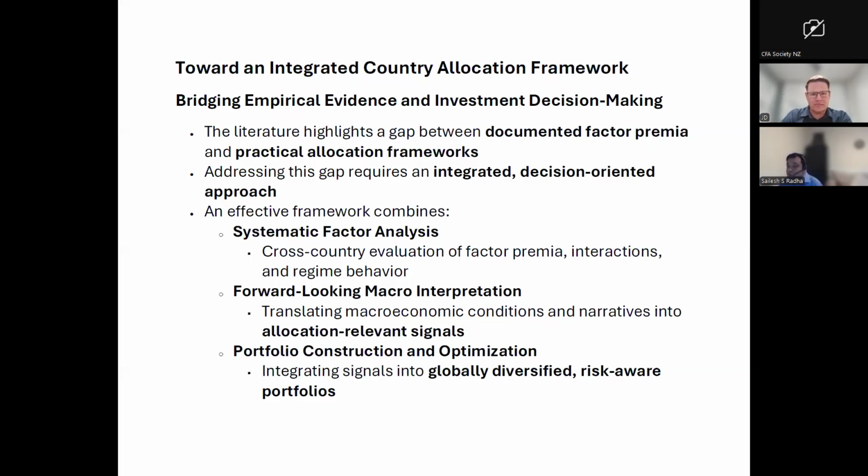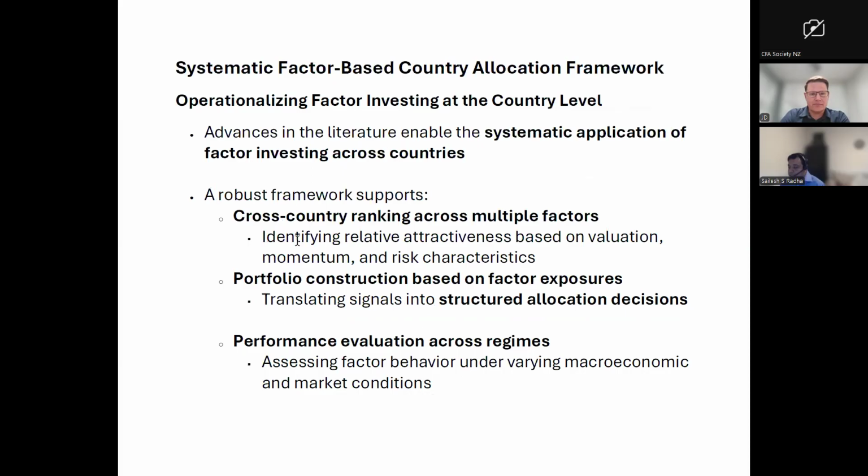So effectively, country allocation requires integrating not only the factor-based principles, you have to layer in a macroeconomic interpretation, which systematized processes are lacking at this point, and a portfolio construction, which pretty much is robust nowadays, into a unified decision framework. So what does this systematic factor-based allocation framework look like? Right? So the advances we have seen here, this systematic framework allows us to rank countries, construct portfolios and evaluate performances across multiple macroeconomic regimes, time series based, cross-sectional based, longitudinally, or cross-sectionally. So in other words, this systematic framework that we are developing should be able to enable scalable, repeatable country allocation grounded in empirical evidence, right?